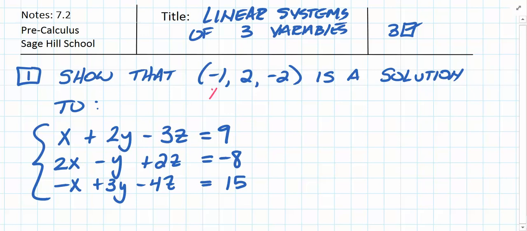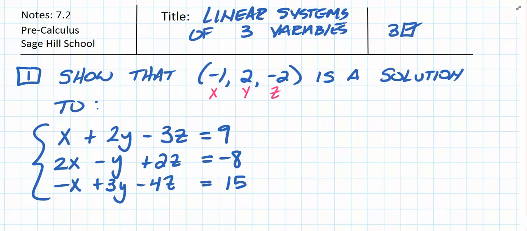Okay? The first number in your ordered triple will stand for your x variable. The second number will stand for your y variable. The third number will stand for your z variable. Notice I make my z's with a line through them to distinguish them from a 2, because some people can't see the difference. Okay, so what do we do here?